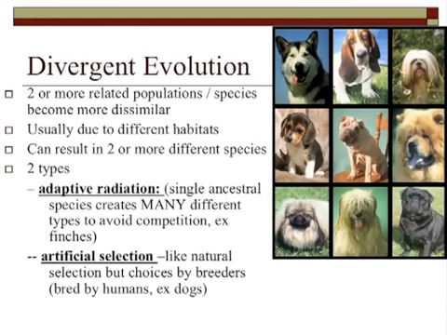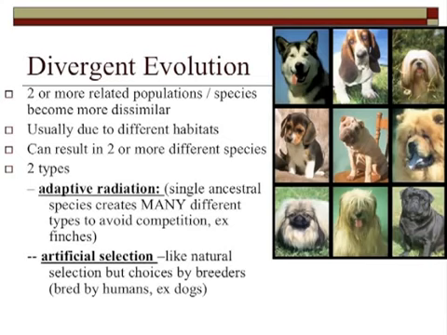And the two types are adaptive radiation, which is when you have one species creating a whole bunch, and it's generally due to different habitats to avoid competition. So the example of the Darwin finches: they have different sized beaks, so they didn't have to compete over the same food, so that they could each eat their own food and not have to compete.